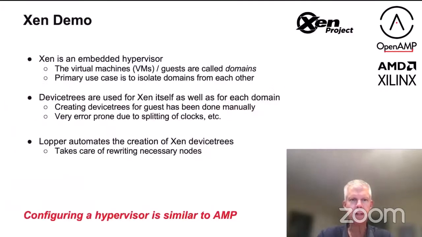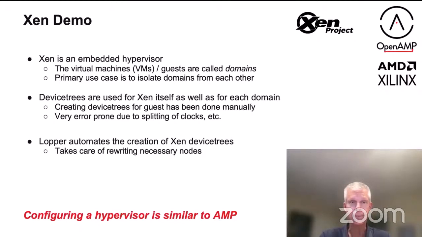What we're going to show in this particular example is more the Xen part of this. So Xen has been using device trees for a long time, both for Xen itself and for the guests. And it has been really hard to do that manipulation by hand. It has been done manually. Typically, you get the Linux device tree, and then you have to, by hand, cut off some things and say that these things are passed through to Linux, these are not, and so on. And that becomes very complicated, especially when you have shared clocks and things like that. And so what we're going to demonstrate is how Lopper can take care of that and rewrite the trees for you automatically.